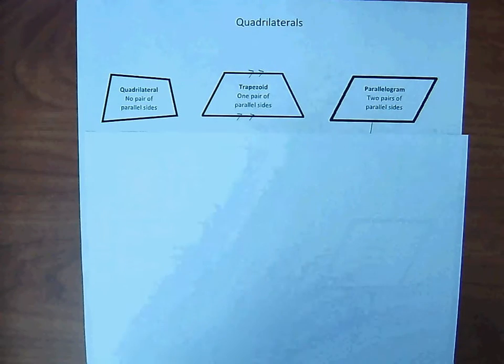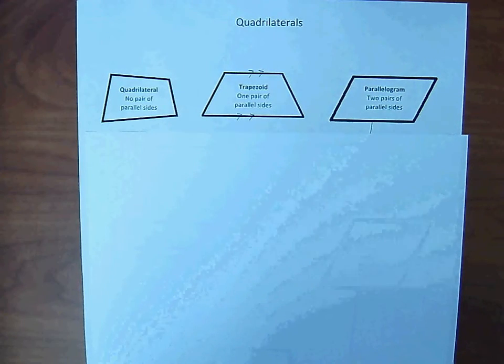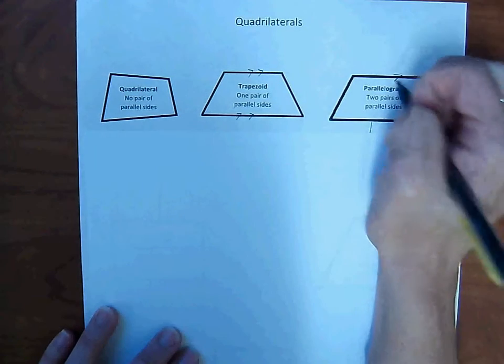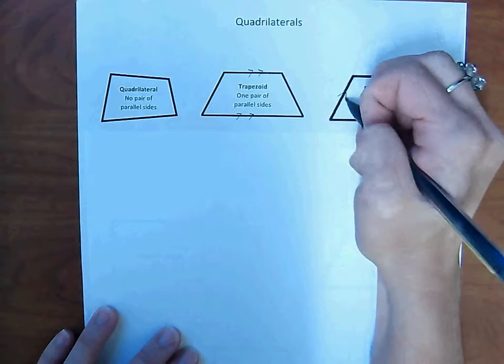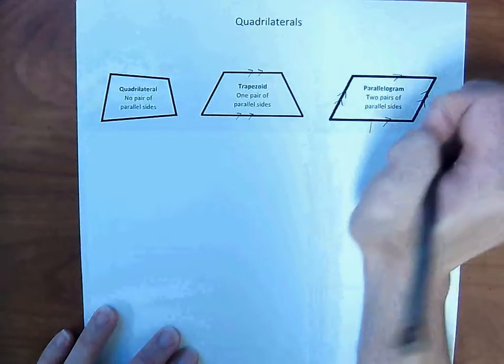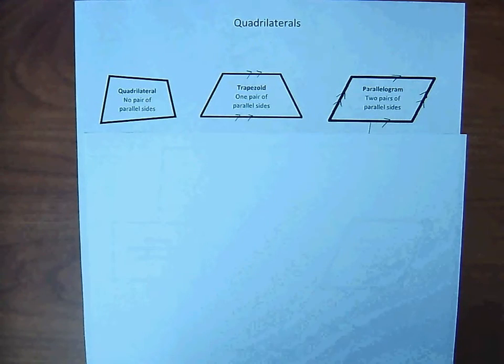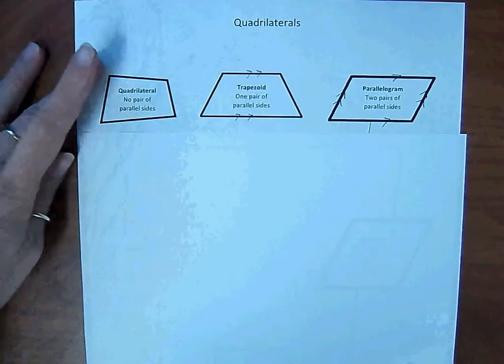And in a parallelogram, you have two pairs of parallel sides. So that means that the top is parallel to the bottom and the left is parallel to the right. Now, inside parallelograms, we have different types of shapes.